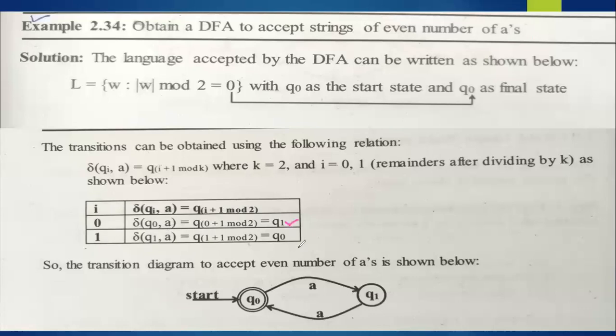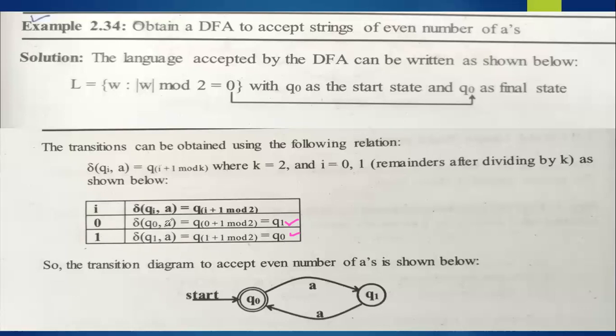Because of that, Q1 you are writing over here. Same thing we are substituting over here. In the place of I, I am substituting 1. So I plus 1 means 1 plus 1, so it has become 2. 2 mod 2 will be equal to 0 exactly. It states Q naught on receiving A will change its state from Q naught to Q1. Then Q1 on receiving A will change its state from Q1 to Q naught.